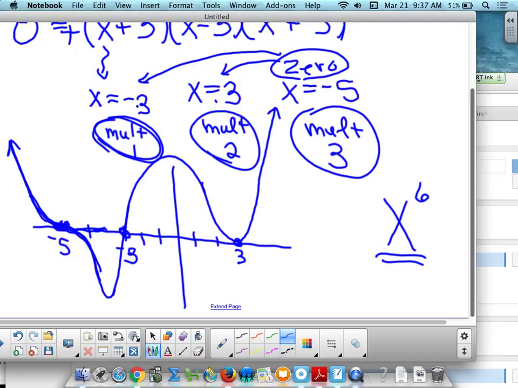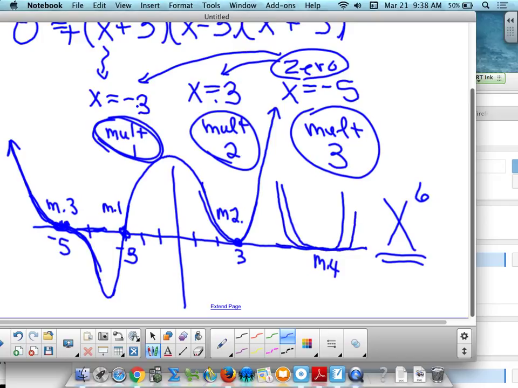This would be a multiplicity of what? 3. This would be multiplicity of what? 1. This one bounced, so this is multiplicity of what? Even? 2. So what's a multiplicity of 4 look like? It bounces, but it bounces kind of flat. That would be a multiplicity of 4. What would multiplicity of 6 look like? Even flatter. It would come down and be flat for a while, and then it would shoot up. The flatter it is, the higher the number. Does that make sense?